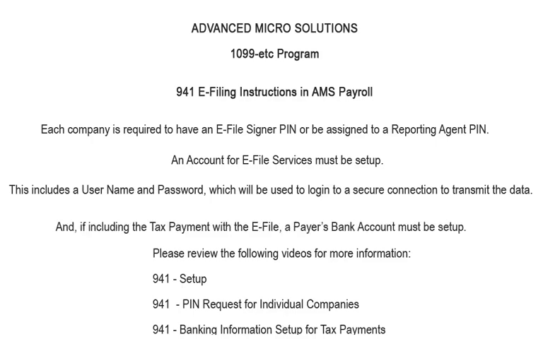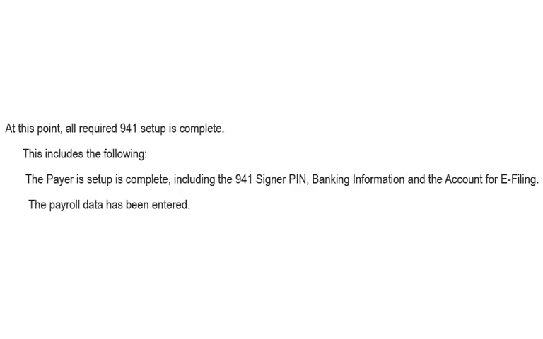And if the tax payment is included in the e-file, a payer's bank account must be set up. Please review the following videos for more information: 94X Setup, 94X PIN Request for Individual Companies, and 94X Banking Setup Information for Tax Payments. At this point, all required 941 setup is complete. This includes the following: the payer setup is complete, including the 941 signer PIN, banking information and the account for e-filing, and the payroll data has been entered.